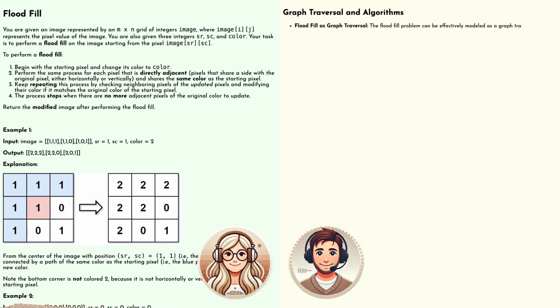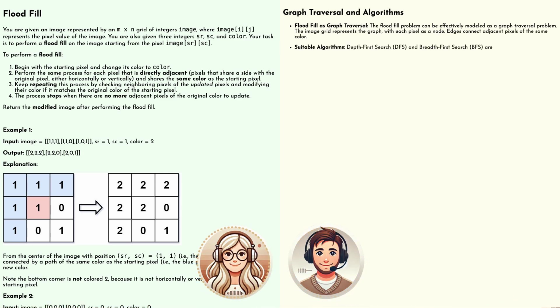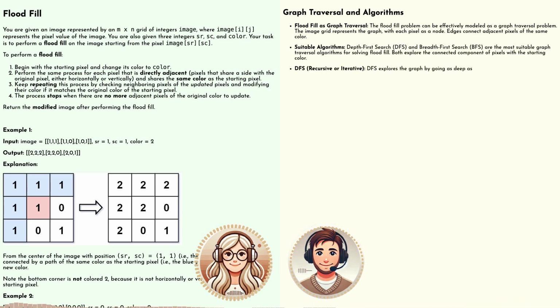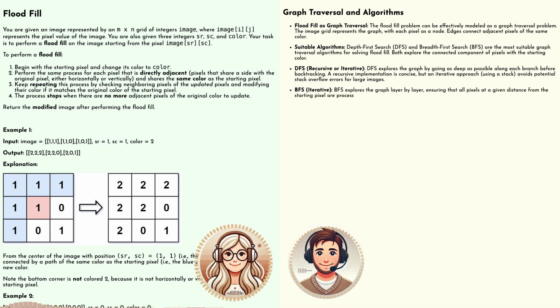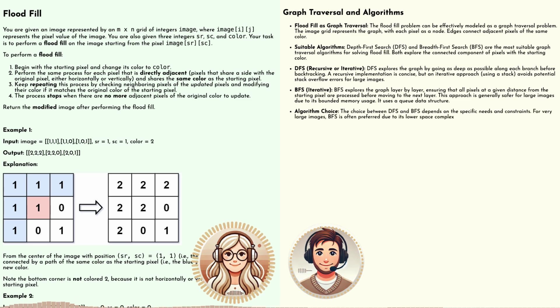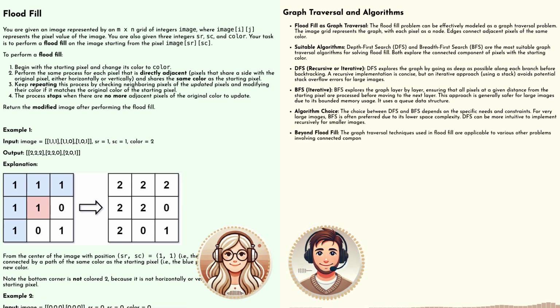Exactly. And that's where some really clever graph traversal algorithms come in handy. Graph traversal. Hmm. You're making this sound a little bit more complex now. I thought we were just talking about coloring pixels. We are, but think about it this way. Our image grid is essentially a graph, right? Each pixel is like a node, and the connections between pixels represent the edges of this graph. If two pixels share a side and they have the same color, there's an edge between them. Okay, I'm starting to see the connection, pun intended.